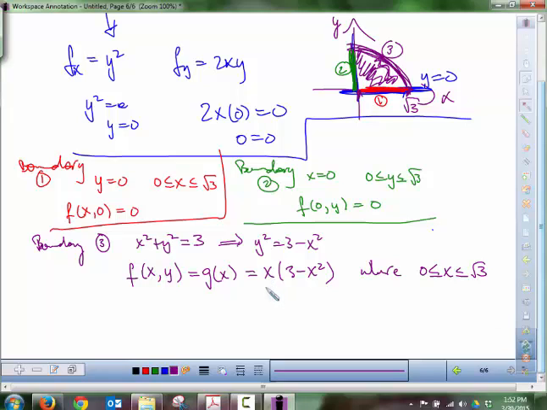So now I want to find the absolute maximum and minimum within this region over here. So how would I do that? I would probably take g, find a derivative so I can find critical points.